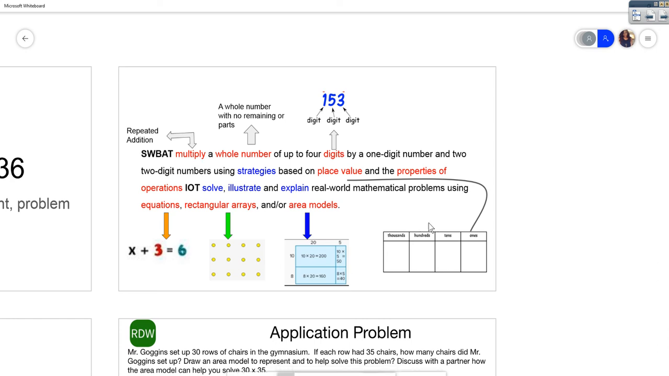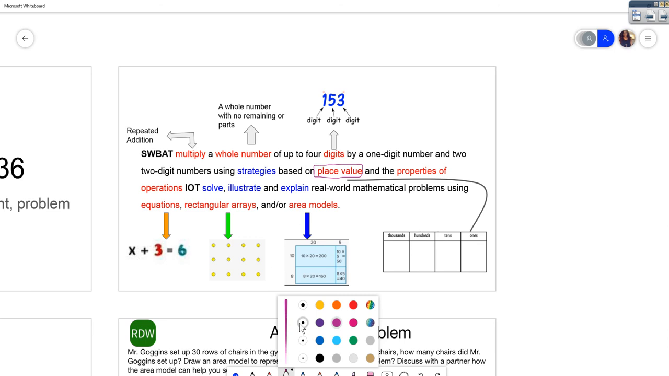We just need to remember, though, our place value. So our place value, what do we know about place value? Well, how many units are in a number? What makes that number? We're really going to focus on the properties of operation, how we're going to be able to solve this, and we are going to really focus on the area model.